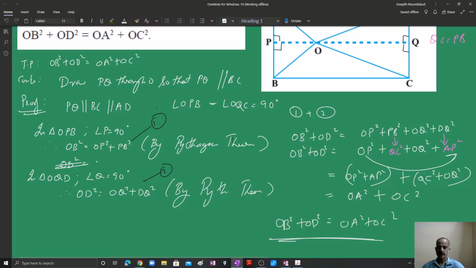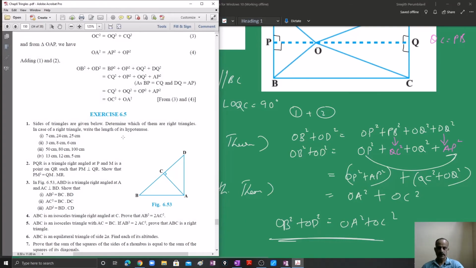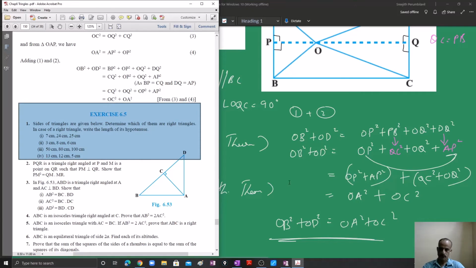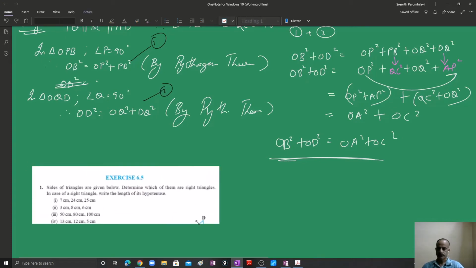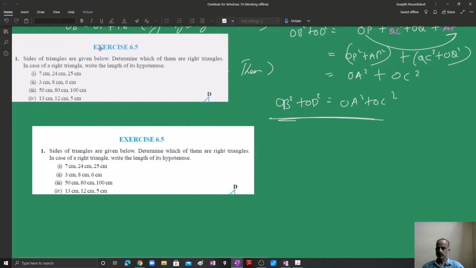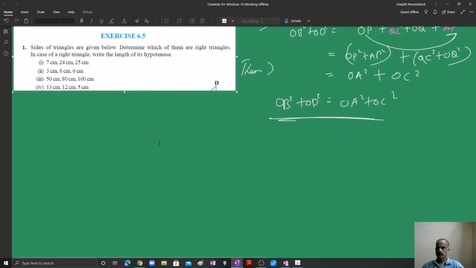Okay, so next we will move on to the exercise questions, that is exercise 6.5. We don't need to do all of them. First question, it says that sides of a triangle are given below. Determine which of them are right triangles. In case of a right triangle, write the length of its hypotenuse. So this is what is asked.